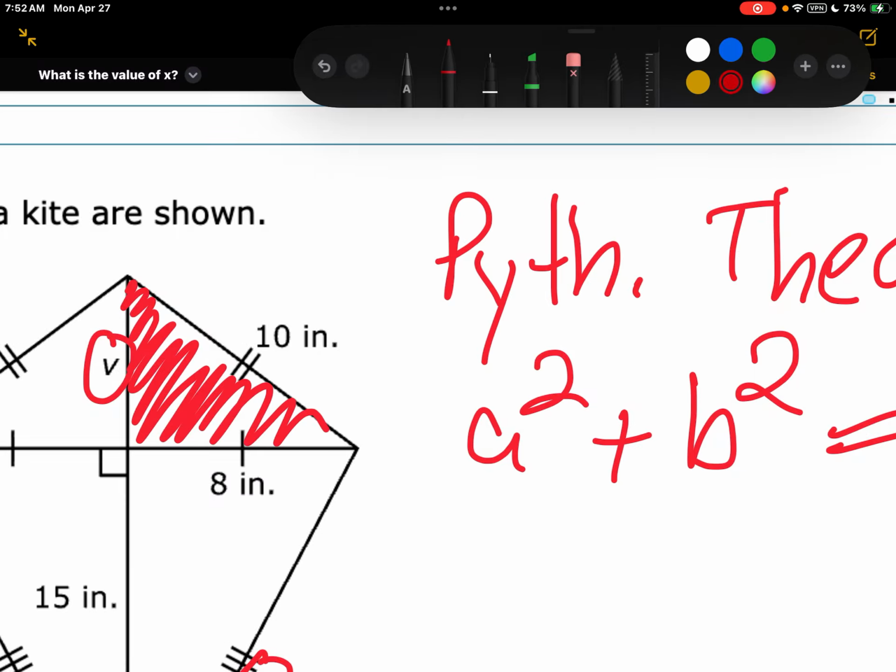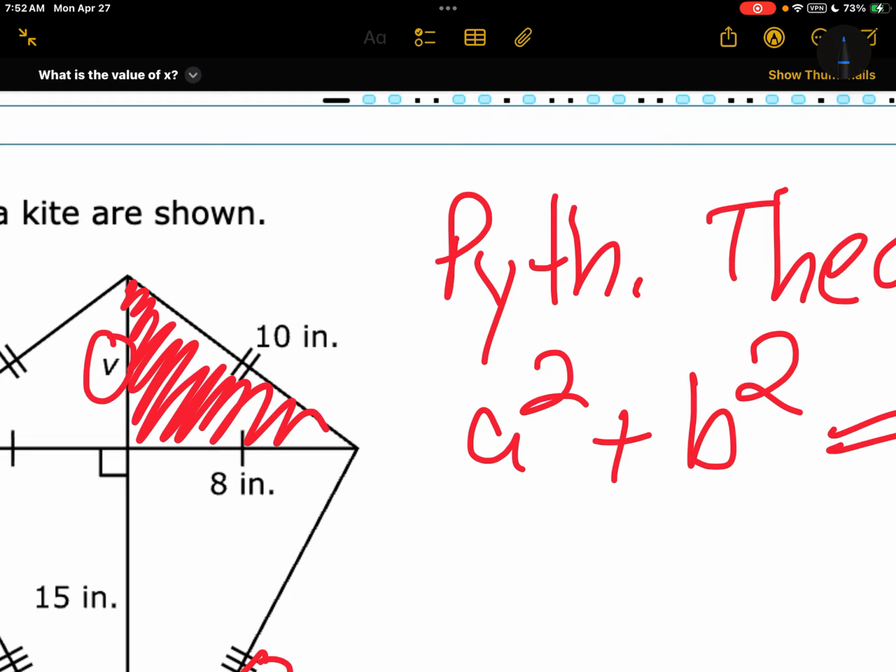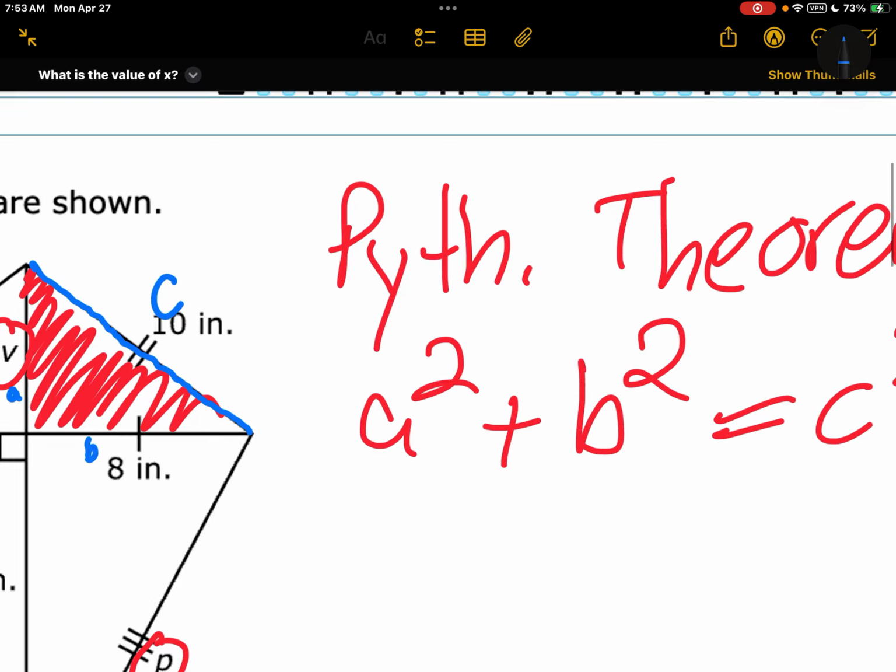As you can see, we're going to go ahead and label this side as C because it is the slanted side, the diagonal side, the one that looks like a ladder, the hypotenuse. That's the letter C. Then this one over here could be A or B, it does not matter. This one could be A or B, it does not matter. I'm going to plug these numbers into my formula.